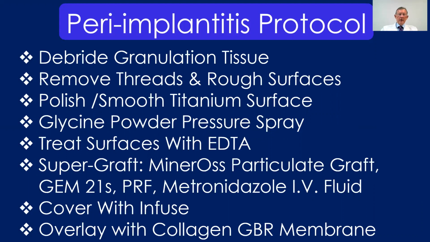contaminants. The supergraft, as we call it, is used to fill all defects as much up to the neck of the implant as we possibly can. Cover these with Infuse, which is rhBMP-2. Overlay this with collagen GBR membranes to separate that out and prevent soft tissue ingrowth. So these are a lot of steps, but going through these, you will get the results. And we have documented that, so that's why we're excited to present this type of material.